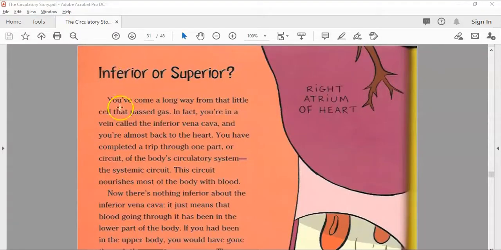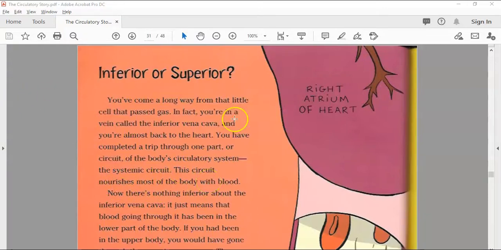Okay, so inferior or superior, we've come a long way from that little cell that passed gas. In fact, you're in a vein called the inferior vena cava, and you're almost back to the heart. You have completed a trip through one part of the circuit of the body's circulatory system, the systemic circuit. This circuit nourishes most of the body with blood.